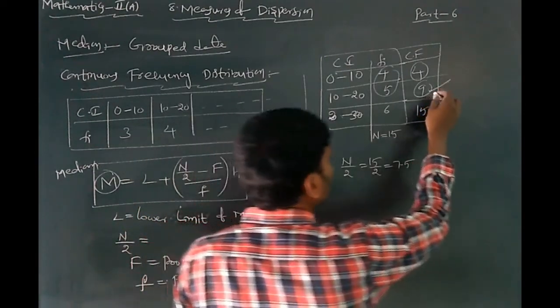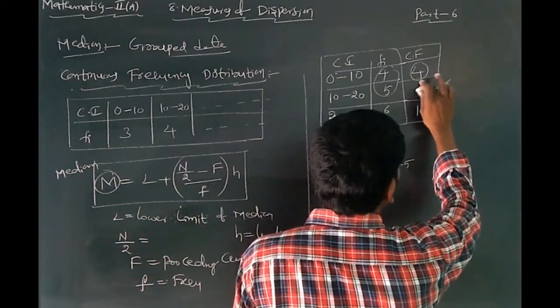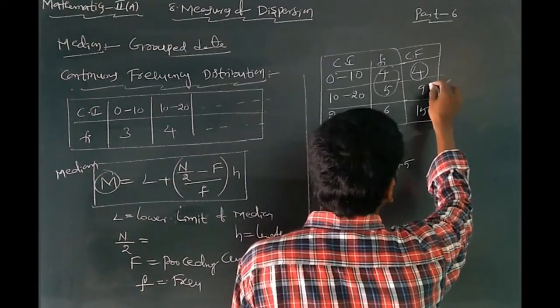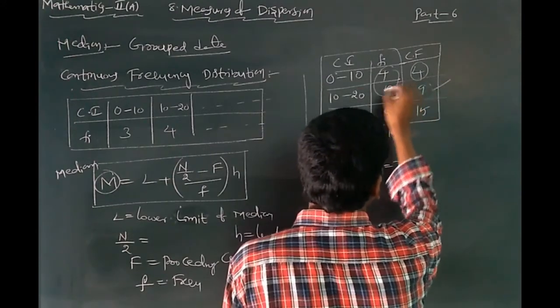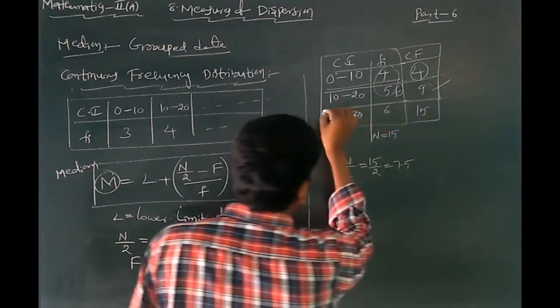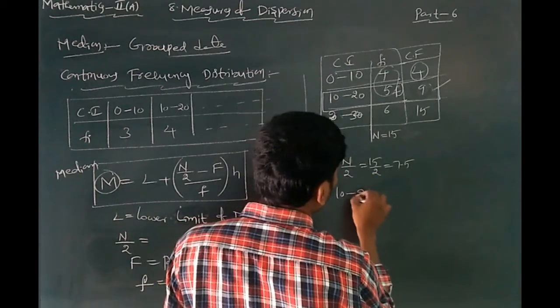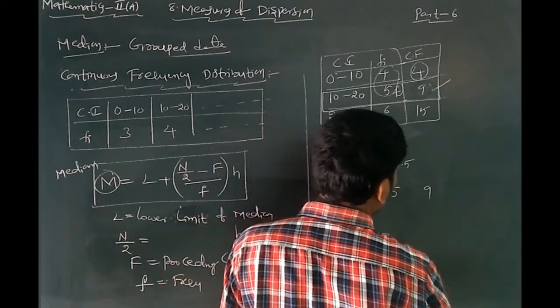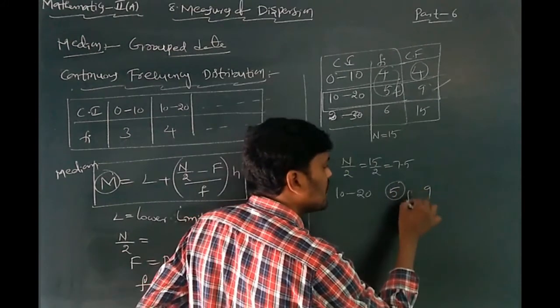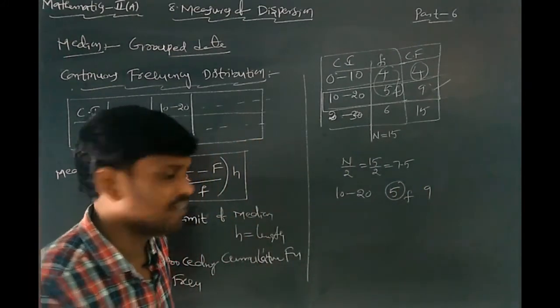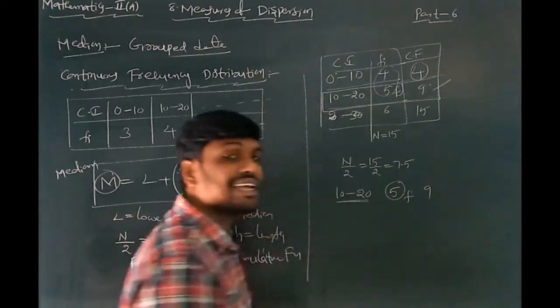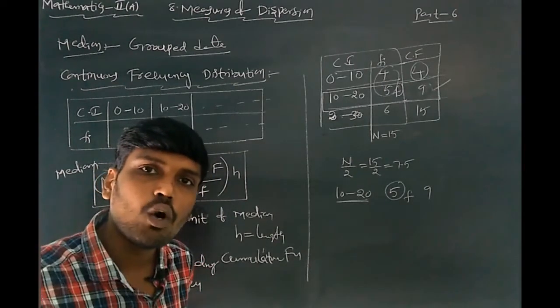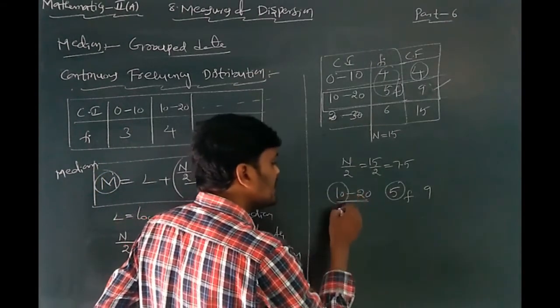Then this is the median interval. We have to line this one, 10 to 20. Here 5 is the frequency, small f. This is the 10 to 20 interval. Which one is the lower limit? L. 10 is the lower limit.